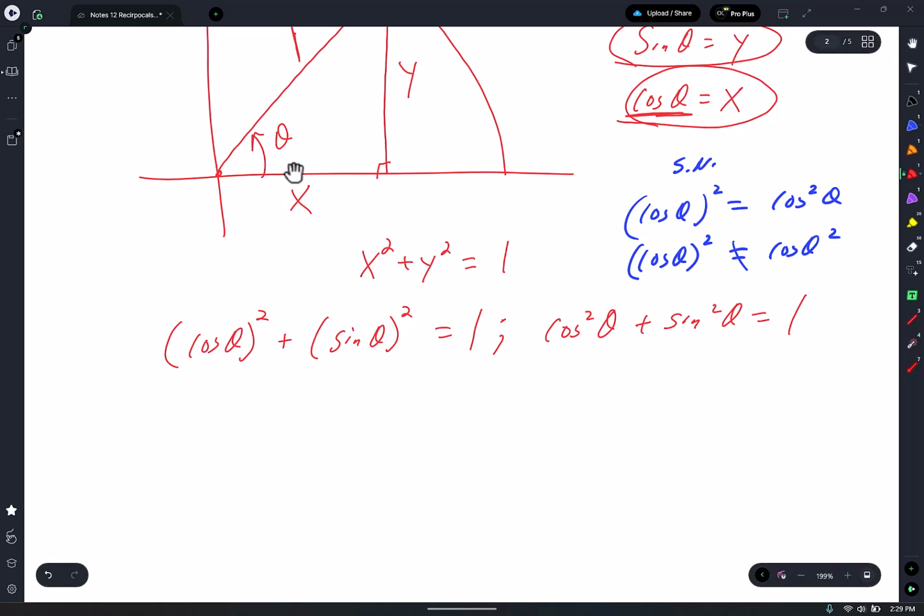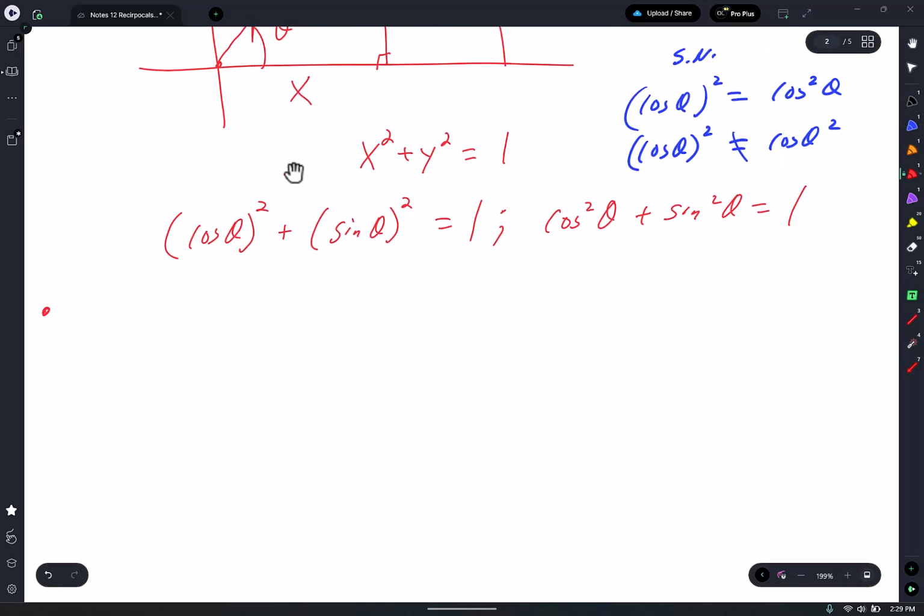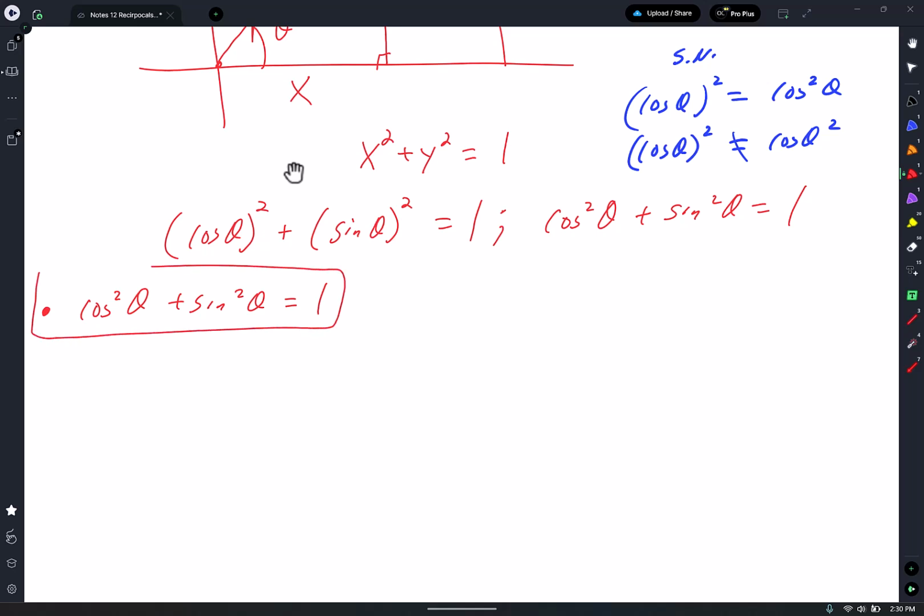Put a bullet, and you're going to write, this is my first one, cosine squared plus sine squared equals 1. That's our first. This is called a Pythagorean identity. And relax, I'm going to show you guys a nice way. Well, I wouldn't say memorize it, but you're going to know it forever, I hope.